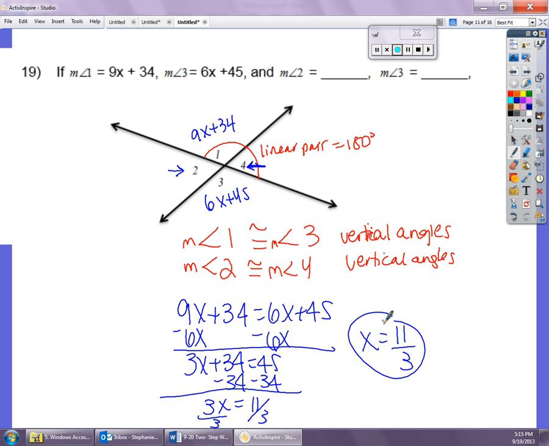So for angle 2, we don't know what 2 is, but I know it's 180 minus the measure of angle 3. So I need to find the measure of angle 3, which is 6 times 11 over 3 plus 45. Put that into your calculator. And that's 67 degrees. Again, don't forget the degrees. I will take points off. So now you're going to do 180 minus 67, and that gives you 113 degrees. Don't forget the degrees.